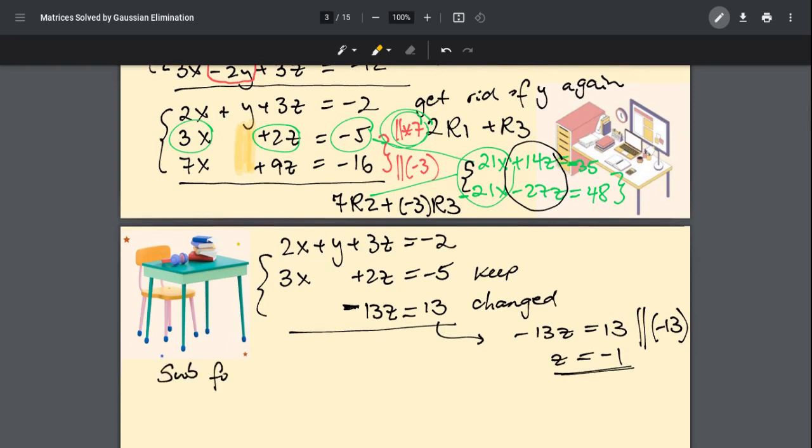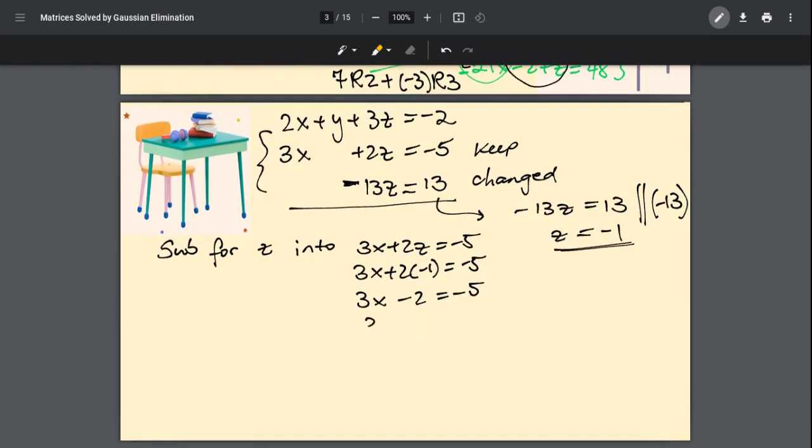Sub for z into 3x plus 2z equals -5. 3x plus 2 times -1 equals -5. 3x minus 2. And now you're like, okay, we're getting somewhere here. Plus 2. Oh, look at that. Beautiful. So division by -3. X seems to be -1 as well, just like z.